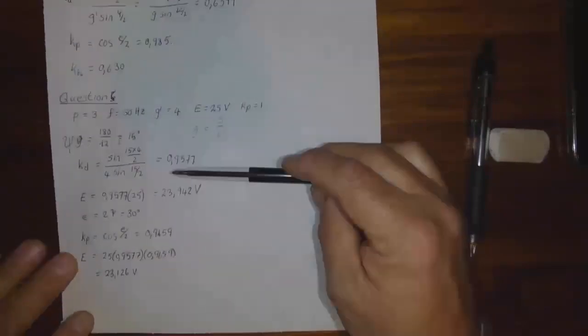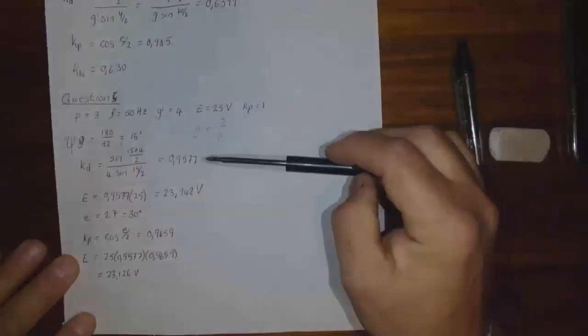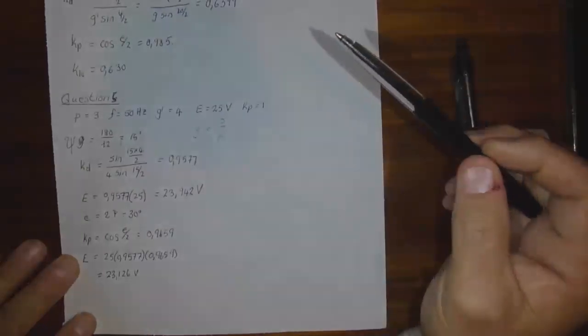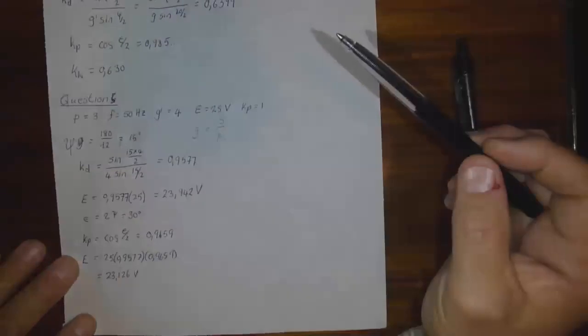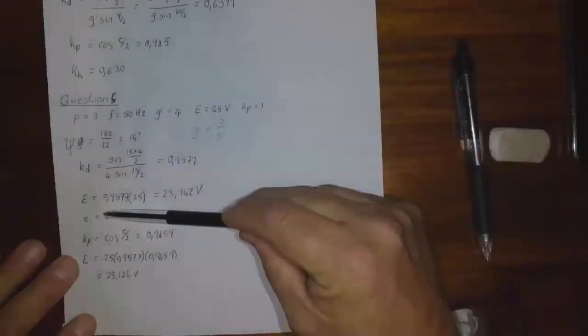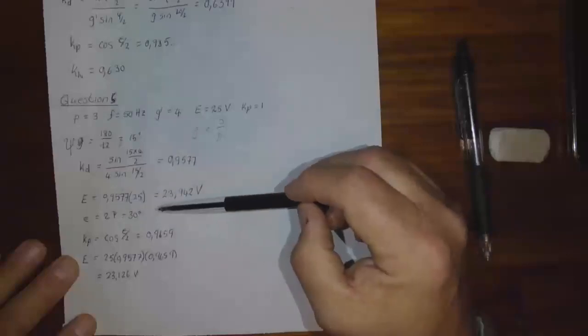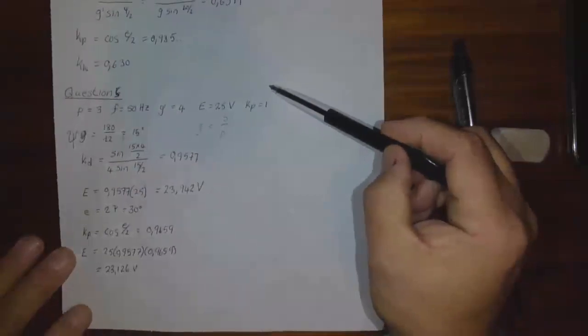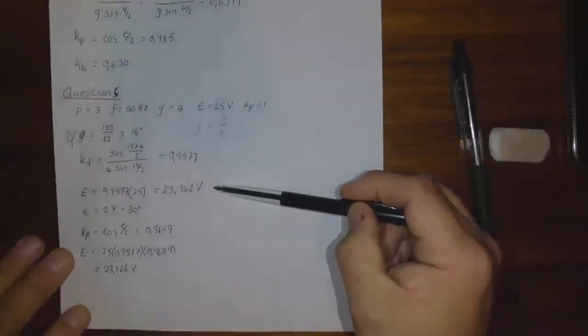So then we can calculate KD. That gives us 0.9577. Yes, sir, that's correct. And then E is 0.9577 times 25 because KP is 1. So that gives us 23.942.